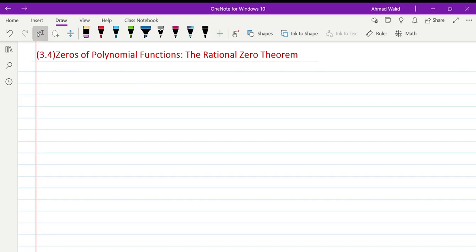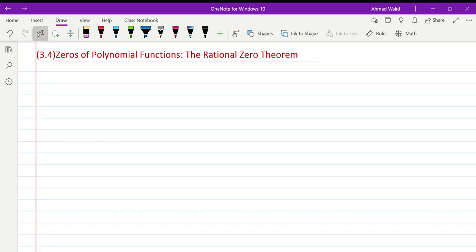Hello all, let's start section 3.4. 3.4 is about zeros of polynomial functions. The first topic that we will discuss here is the rational zero theorem.